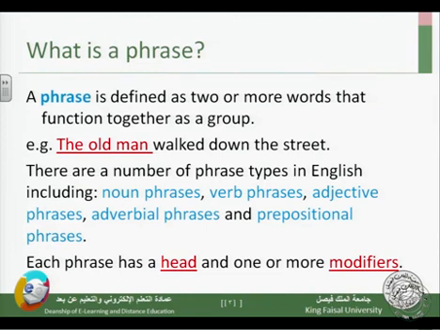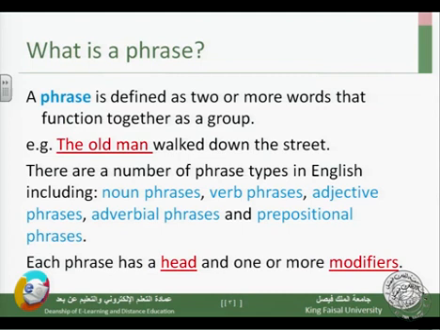So a phrase is defined as two or more words that function together as one group. If we see the example here, the old man walked down the street. The old man is a phrase and it functions as one group. It is the subject in the sentence. So the old man is three words, the, old, and man, and they all function as one group in this sentence. They are the subject, and they are called a phrase.